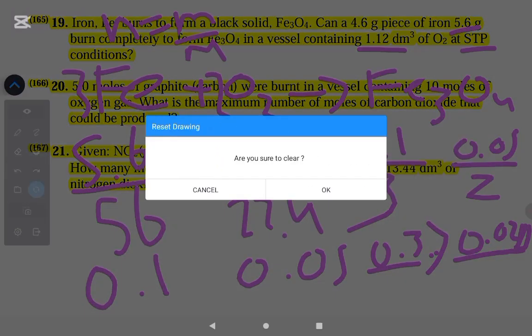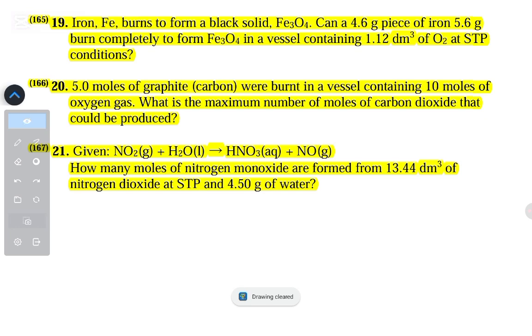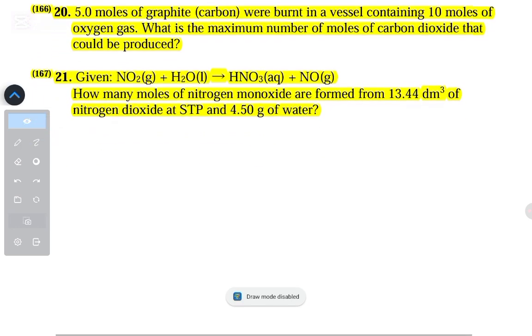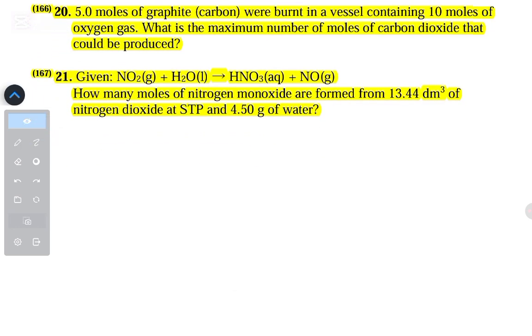Okay, next question. 5 moles of graphite were burned into a vessel containing 10 moles of oxygen gas. What is the maximum number of moles of carbon dioxide that could be produced? Okay, I'm gonna write this down. Carbon, oxygen, CO2. Okay, 1 second.